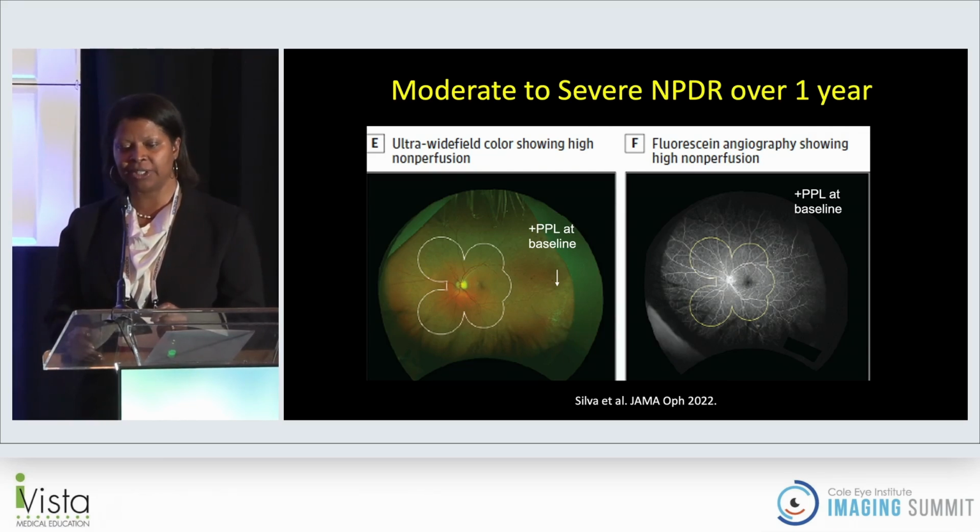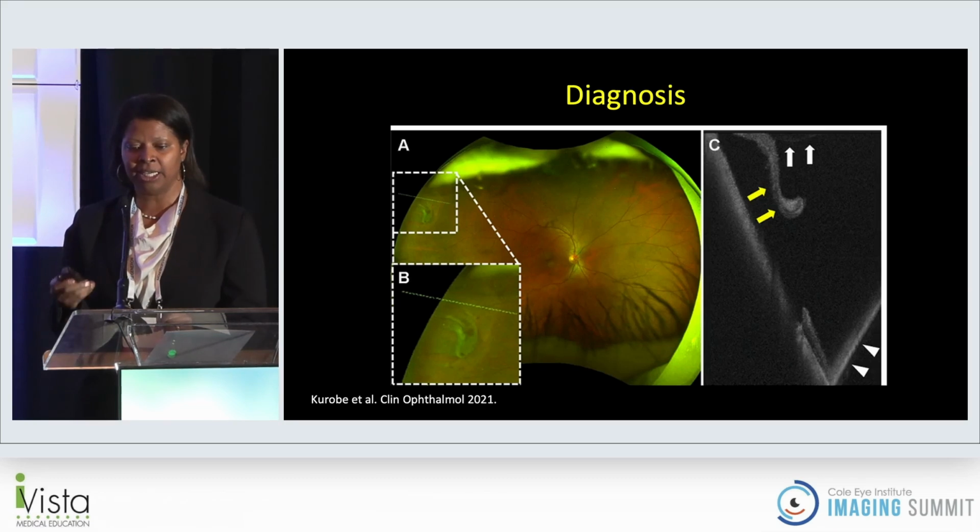Okay, so here's an example of an ultra wide field color image showing high non-perfusion. And you can see the little white schematic is what the conventional ETDRS field is going to capture, but you can see the ultra-wide field images show certainly additional PPL, or predominantly peripheral lesions. So you can miss a lot doing conventional FA, especially in diabetic individuals.